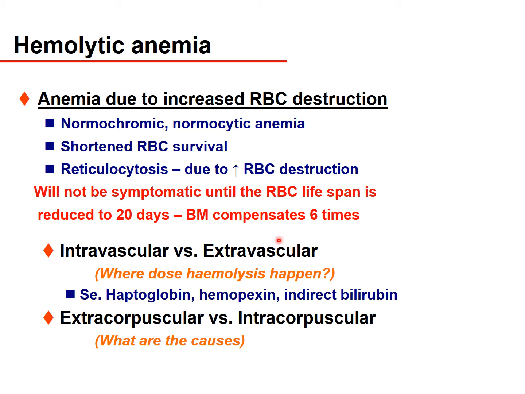However, when we have an extravascular hemolysis, it means that directly the phagocytic system is going to eat up the red blood cells. And of course, in both cases, usually the indirect bilirubin will increase. And again, another thing is what the causes of this hemolysis are, whether this is due to some extracorpuscular problem or some intracorpuscular problem. So this is how we can fish out the cause of hemolytic anemia.